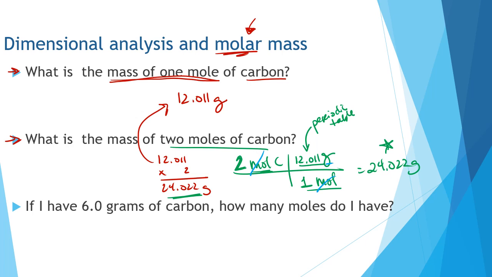Good. So we can do the flip. Start with the mass, start with grams, and convert it into moles. So if I have 6 grams of carbon, how many moles is that equal to? Well, I have grams on top. I want grams to go away. I'm going to put grams on the bottom, moles on the top.